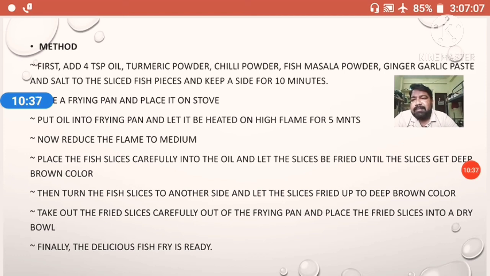Now reduce the flame to medium, then place the fish slices carefully into the oil and let the slices be fried until they get a deep brown color. Fine. Then turn the fish slices to the other side and let them fry up to a deep brown color. Then take the fried slices carefully out of the frying pan and place them into a dry bowl. Finally, the delicious fish fry is ready.